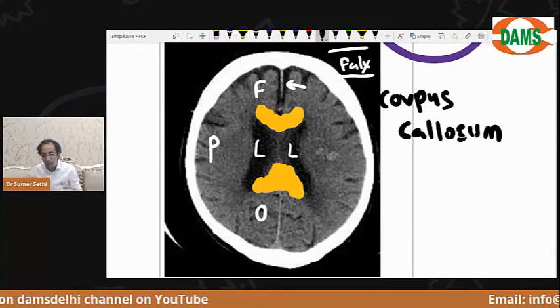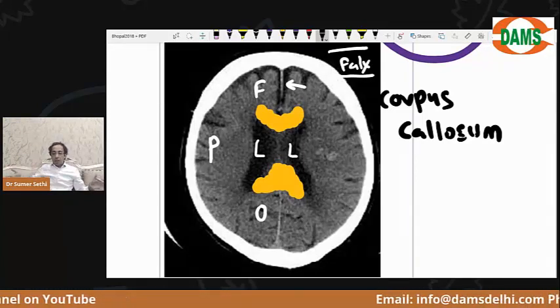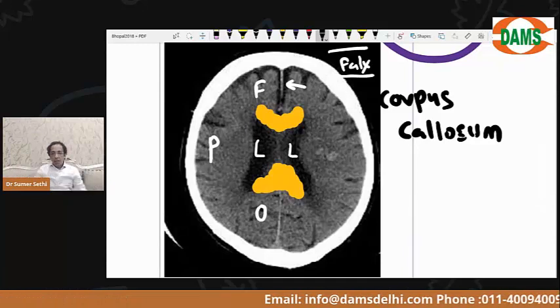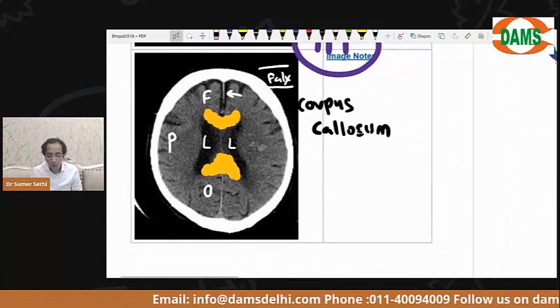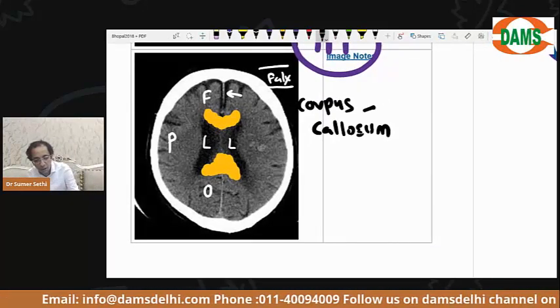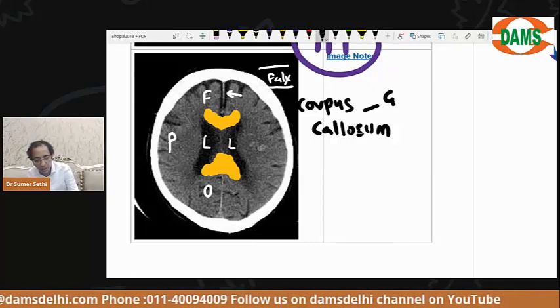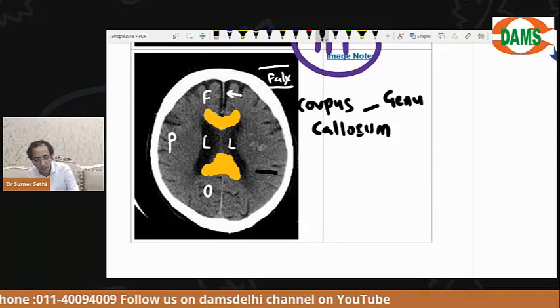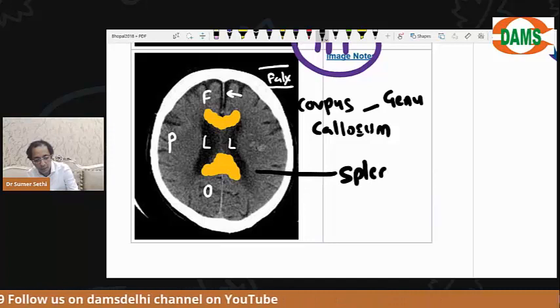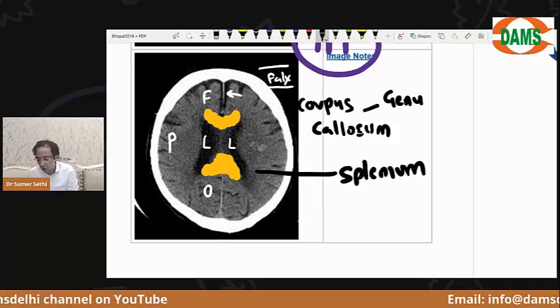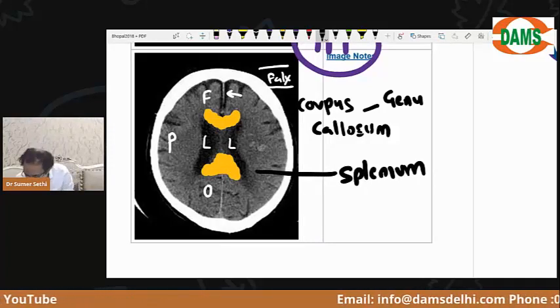Once you get the idea, frontal lobe, parietal lobe, lateral ventricles, and anterior and posterior to it, you can see the corpus callosum. Anterior part of the corpus callosum is the genu. Posterior part is also called as the splenium. Are you aware of all this? Yes, some of you are able to answer.